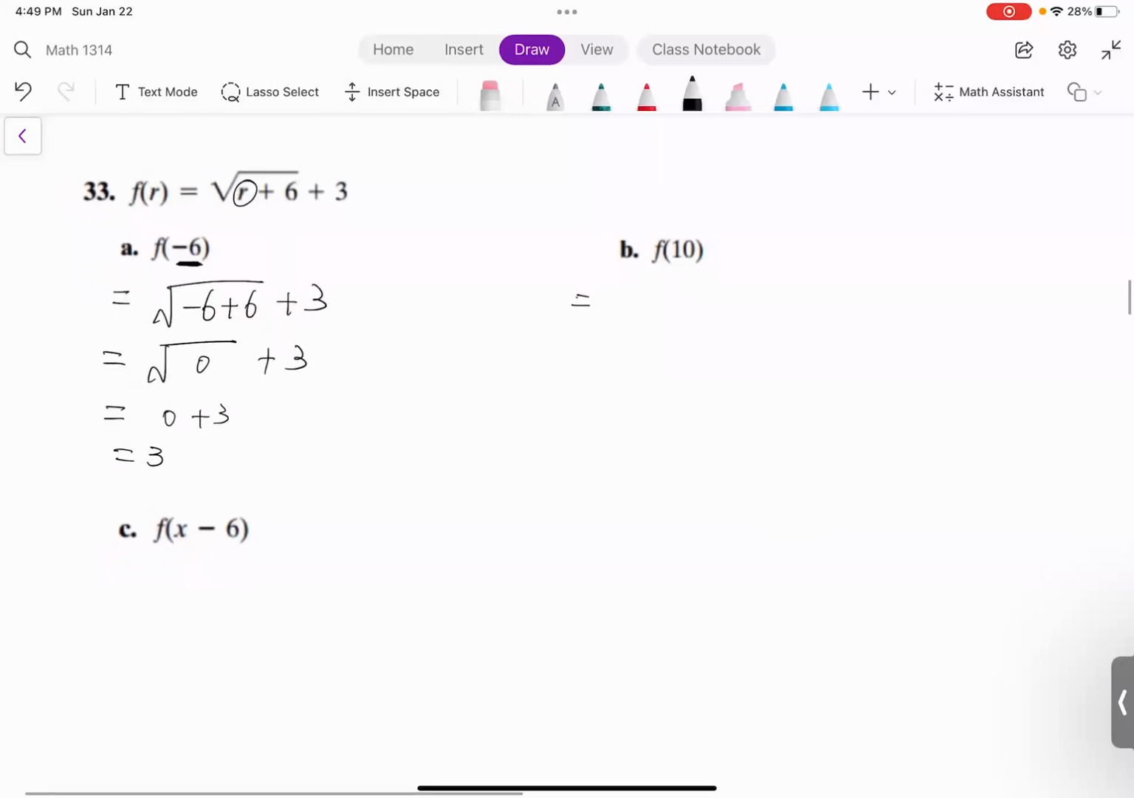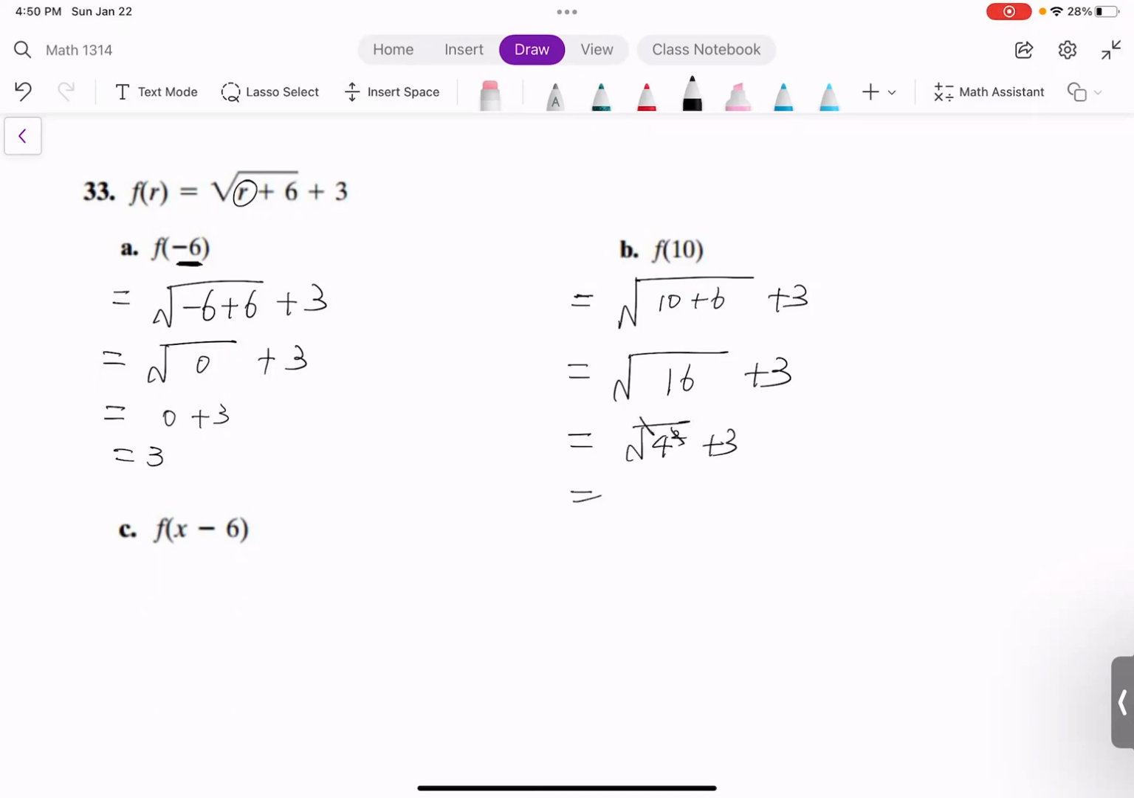Next example, number B. Square root of r is 10 now. 10 plus 6 plus 3. Square root of 10 plus 6 is 16, plus 3. We have square root of 16. That's square root of 4 squared plus 3. Square root and square cancel. I have 4 plus 3. That's 7.